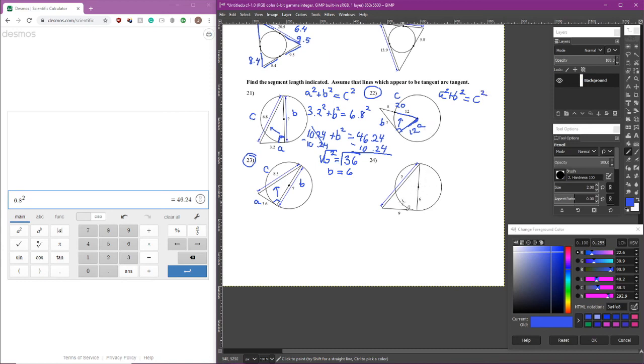Okay, one last problem. Number 24 just takes one step before we can do what we did in number 21. They've labeled the radius as 6. The radius is only a piece of this side of the triangle that we're using. Remember, radii are the same length, just like as we discussed in the last problem. So there's 6 up there as well. This whole side then is 6 plus 6, which makes it 12.